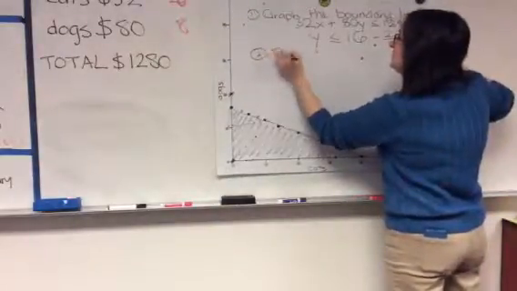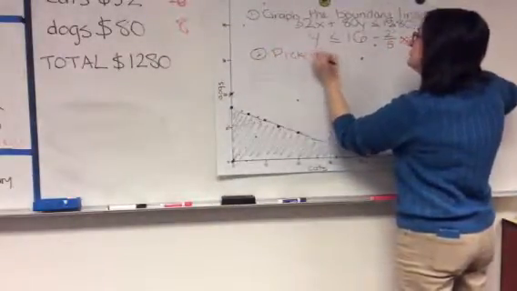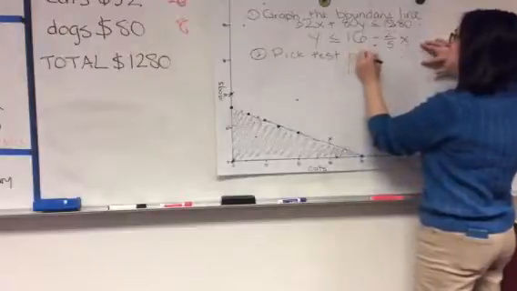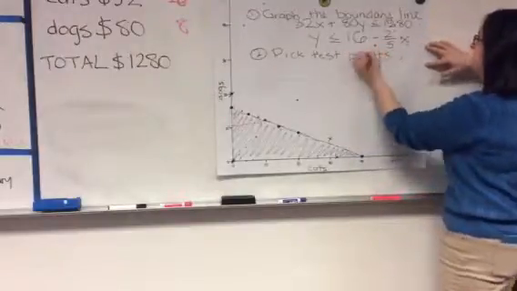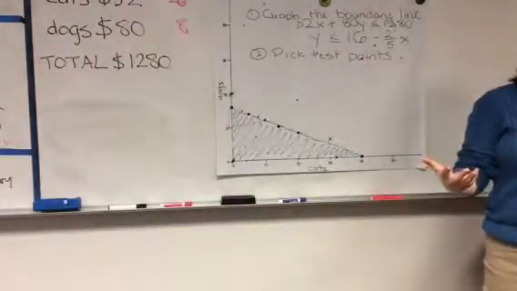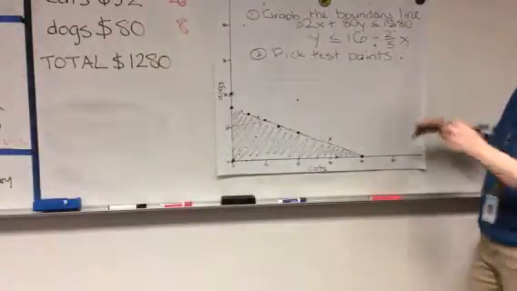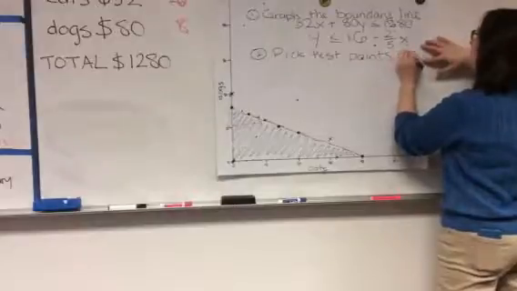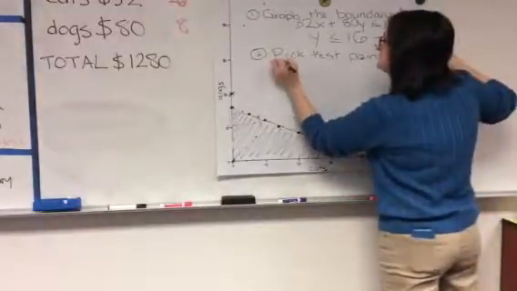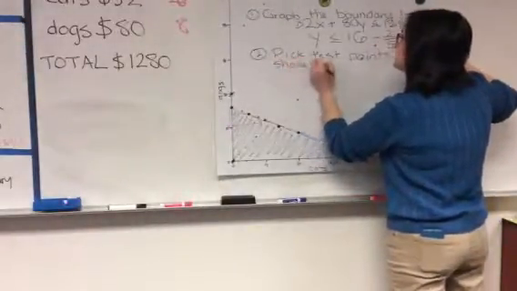So pick test points. And you don't have to pick a bunch. It only takes 1 or 2 points for you to figure out which side of the line is going to work and which side of the line is not going to work. Pick test points and shade the side of the line that works.